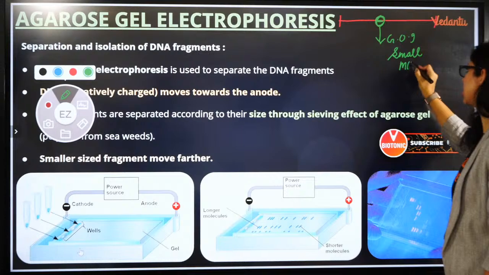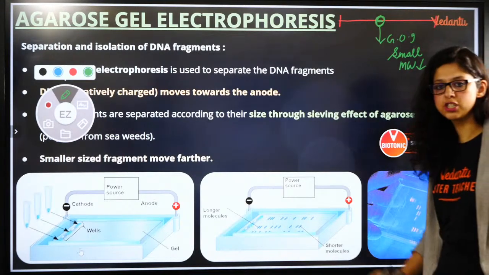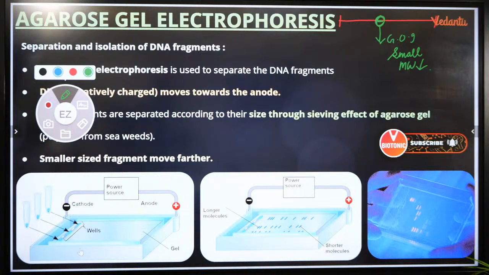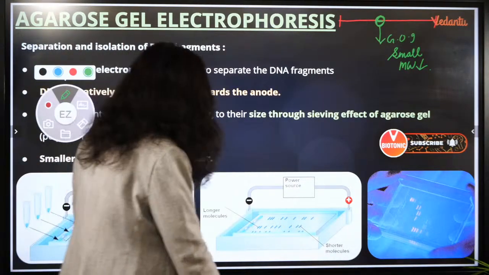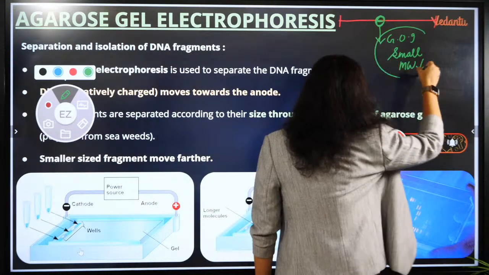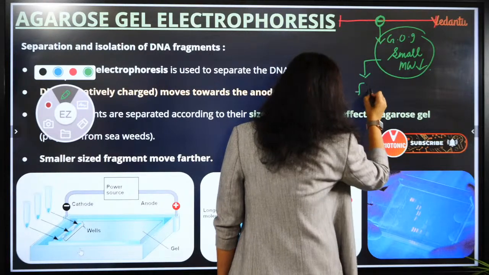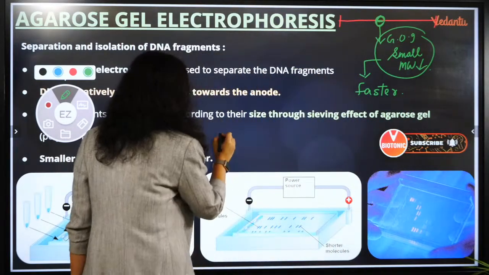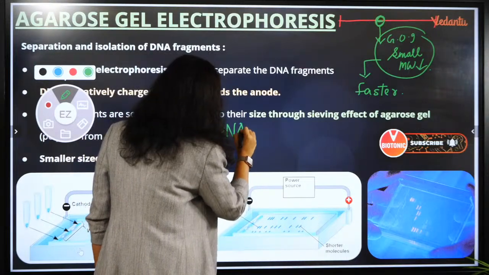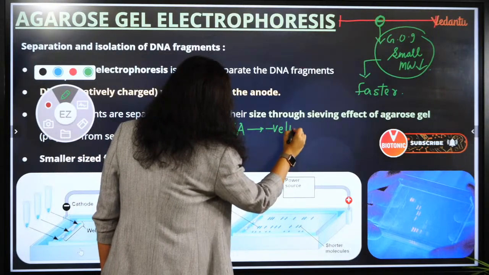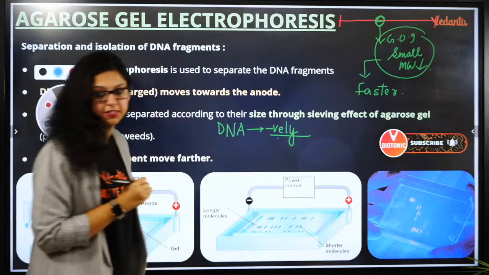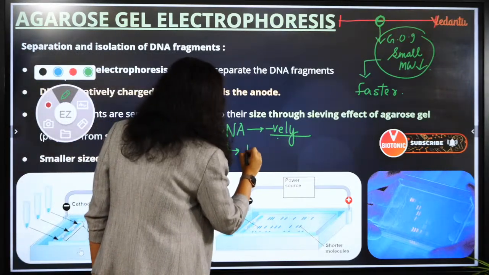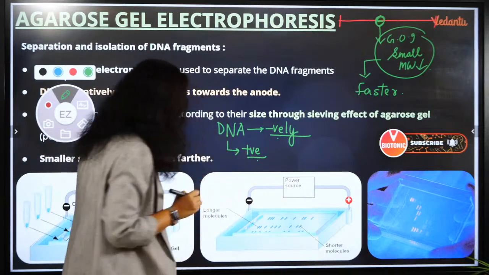So its molecular weight is going to be less. If it's small in size, its molecular weight will be less. If its molecular weight is less, will it move faster in agarose gel versus the bigger one? So I can say that DNA is negatively charged. If the DNA is negatively charged, it will move towards a positively charged anode.